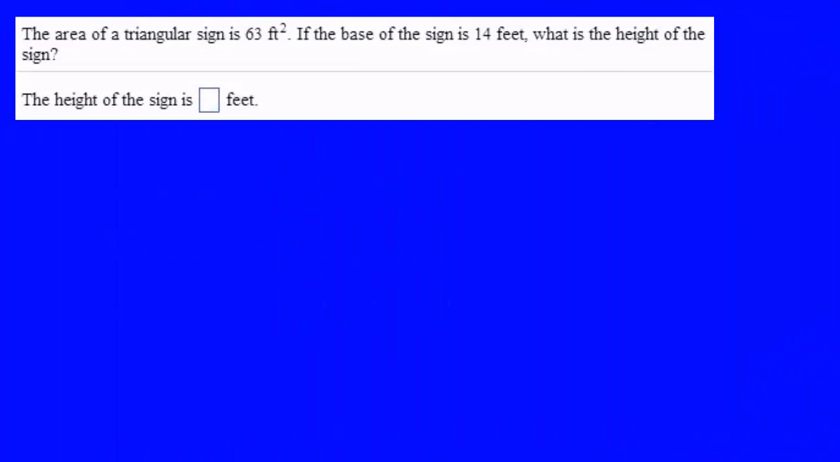Now we're going to work on the area of a triangular sign. Before, we talked about the perimeter of a triangle. Well, this is a triangular sign whose area is 63 squared feet. We're told that the base is 14 feet and we need to find the height. Here's how you do it.